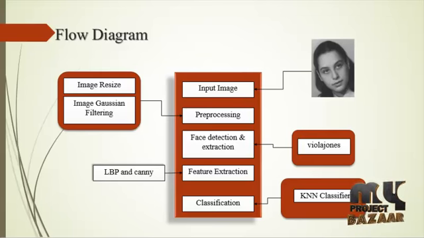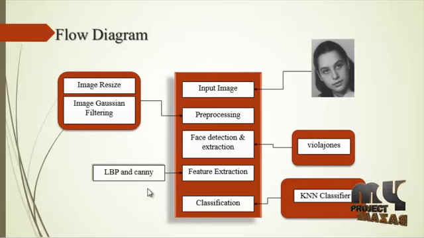The Viola-Jones object detection framework is the first object detection framework to provide competitive object detection rates in real time. Although it can be trained to detect a variety of object classes, it was motivated primarily by the problem of face detection. And then we calculate the feature extraction.